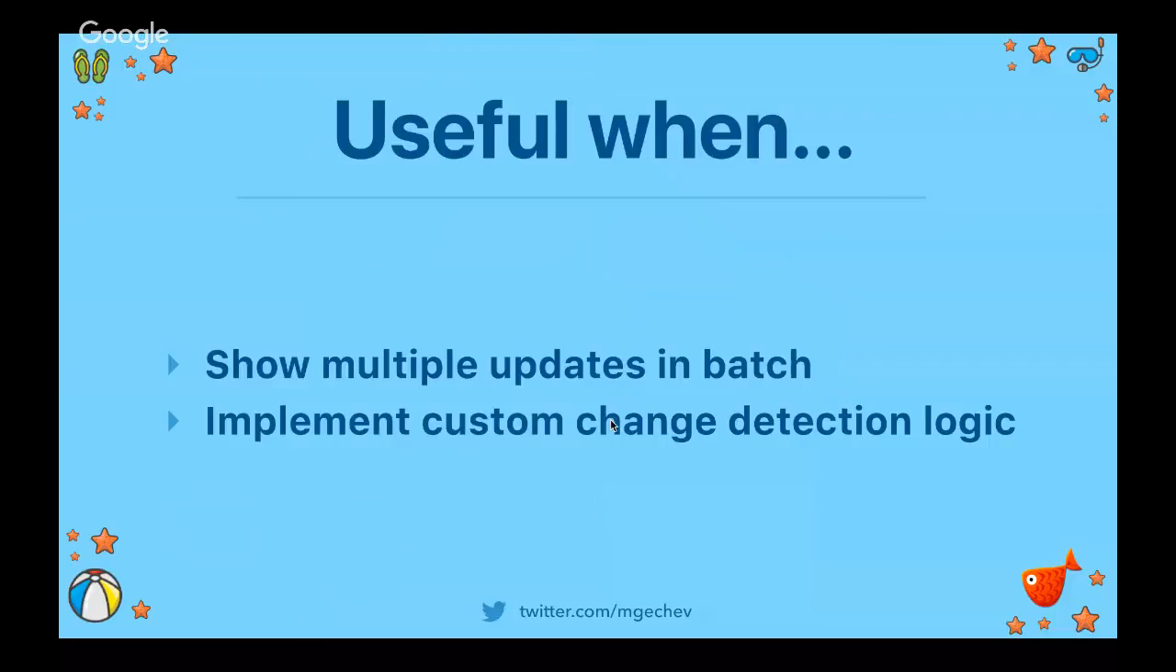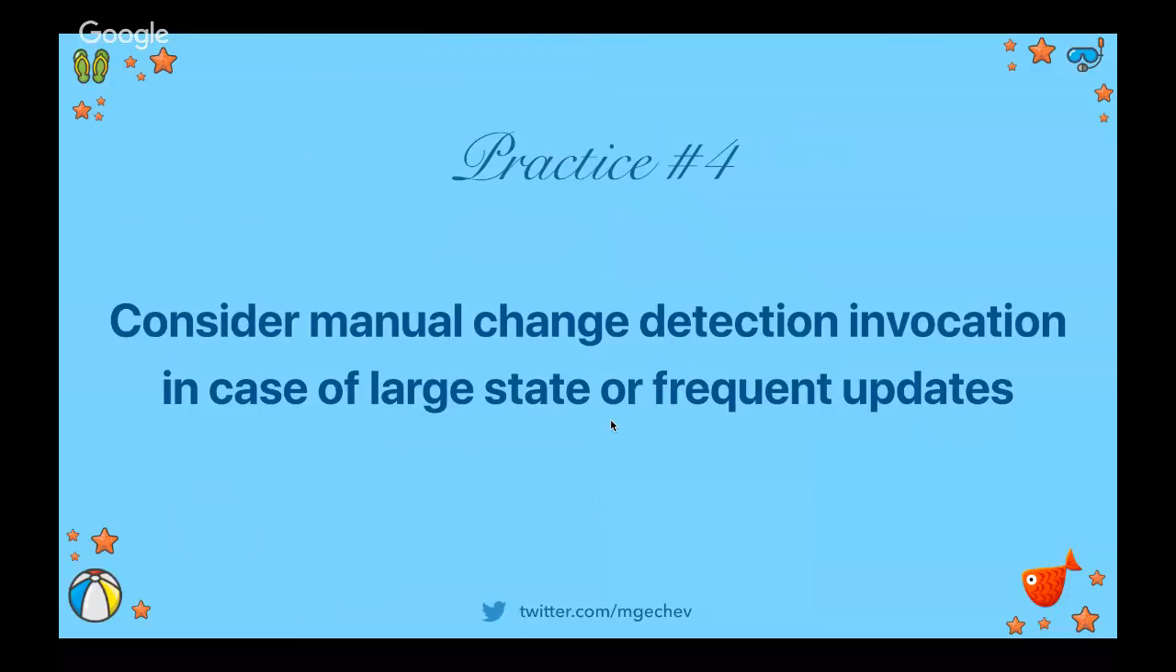This way, we can implement a custom change detection logic, and this is applicable not only for very frequent updates, but whatever other use cases we find. So we have this as an option. And this is practice 4. So we should consider running the change detection manually in case of very large state or very frequent updates. I'm saying here that we should consider doing that because it's not something that we should just start doing for fun, because this just changes the default behavior of the change detection mechanism of the framework. So it can get kind of weird.